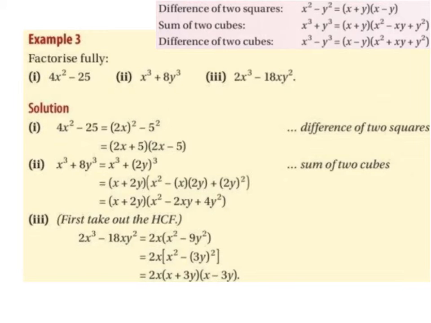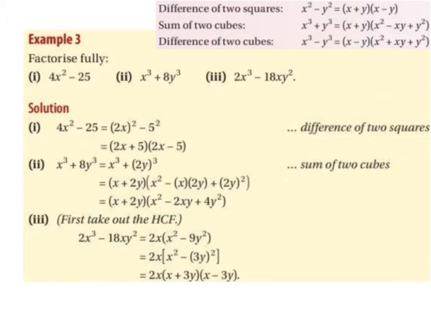Okay, for our last one, we have 2x cubed minus 18xy squared. We know we're not going to use the sum of two cubes because we have a minus. So it's either going to be the difference of two squares or the difference of two cubes. Now, 2 is not a square number, and it's not a cube number either. And 18 is not a square number, and it's not a cube number either. So we're going to have to factorize first of all by taking out the highest common factor of each, and then we can apply one of our formulas.